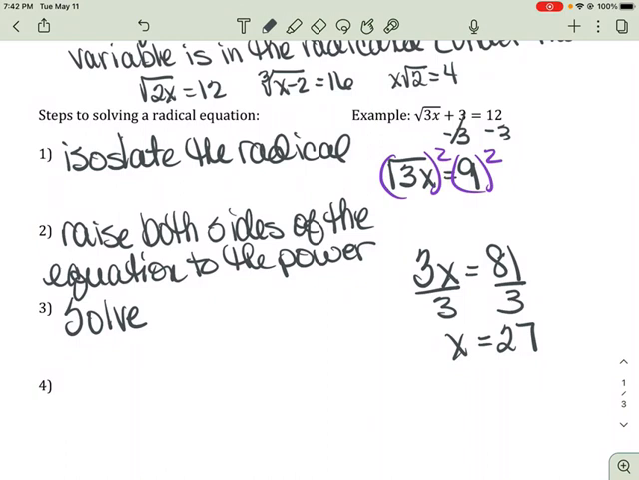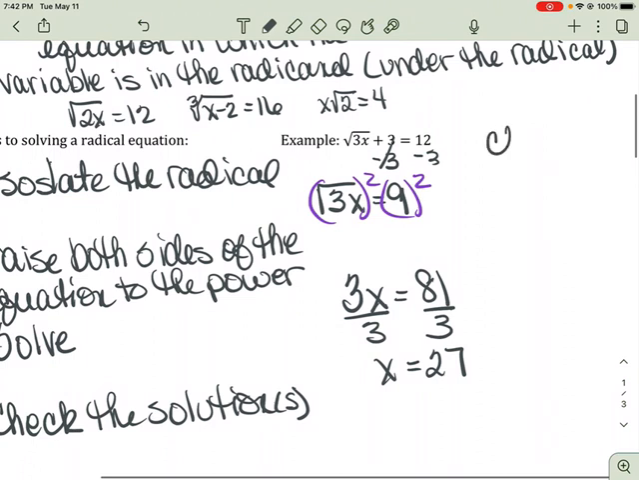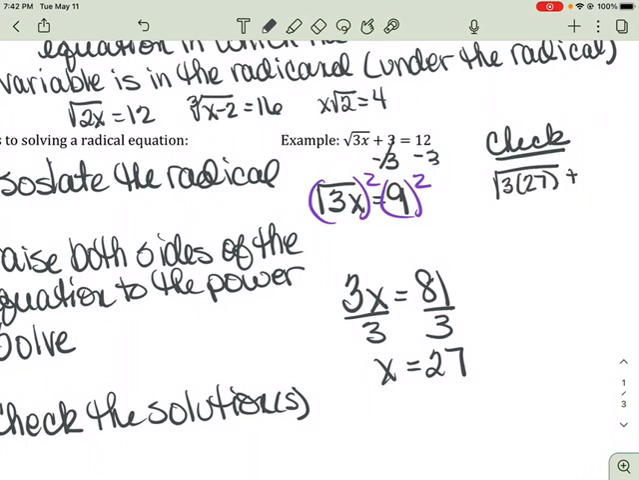All right, a lot of times we don't do this step, but we definitely need to check our solution. So let's put a pretend S there. Because this may be the solution to 3x equals 81, but it may not be a solution to the original problem of the square root of 3x plus 3 equals 12. So I'm going to do my check over here. We always go back to the original equation and see if we're right.